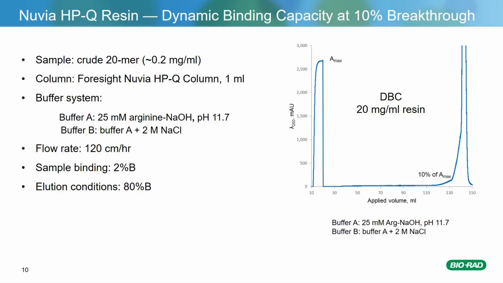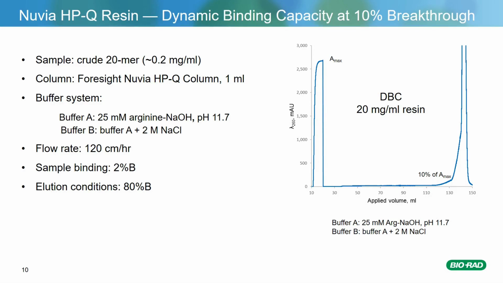So the final portion before we go through the scale-up experiments is determining the binding capacity. Here we're going to be looking at 10% breakthrough. So we loaded a crude 20 mer sample at 0.2 mg per mil onto a 1 mil Nuvia HPQ 4-site column. Again, using the same buffer system as previously done. Flow rate 120 centimeters an hour. Binding is at 2% B.